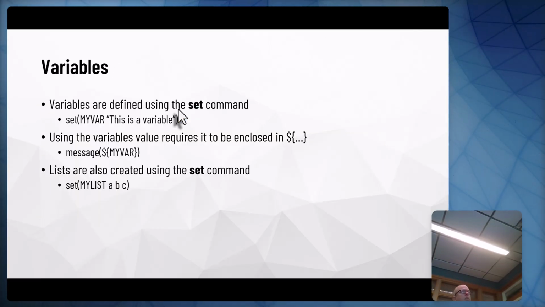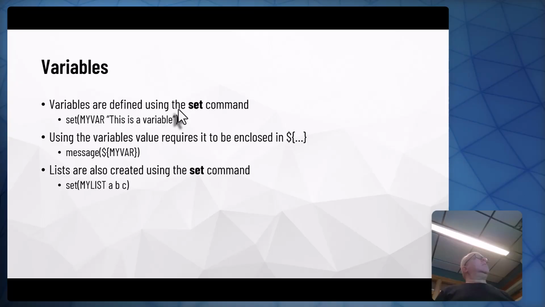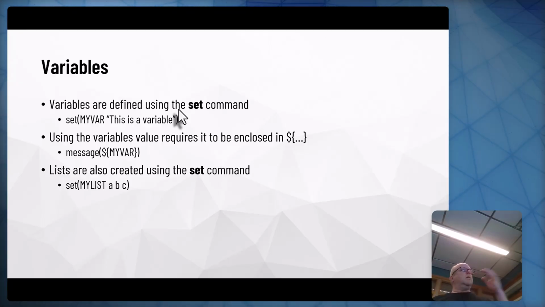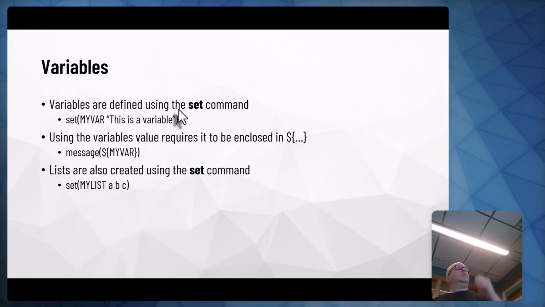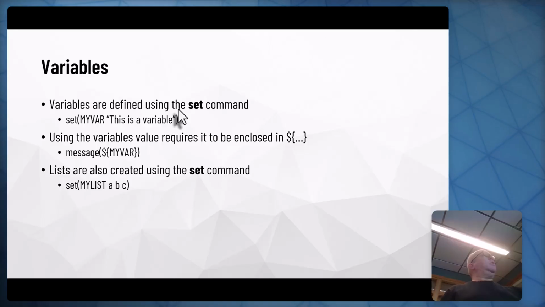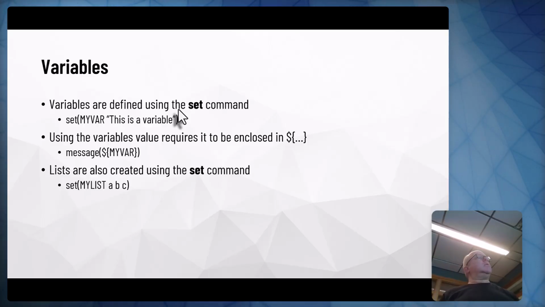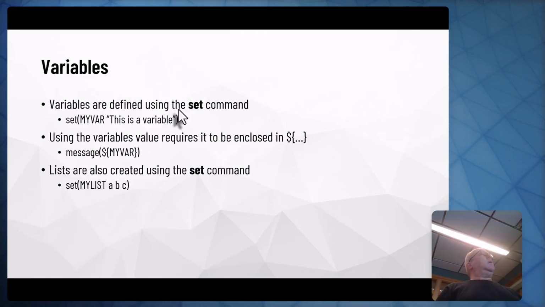You can also set variables, just like with make, but you use a function called set, and then the variable name, and then the variable contents. And then you use them by dollar and curly brackets to access the variables. You can also create lists by specifying variables with a space between them.